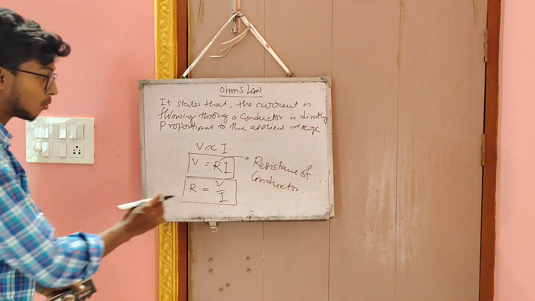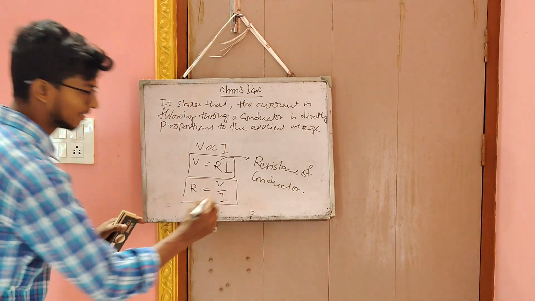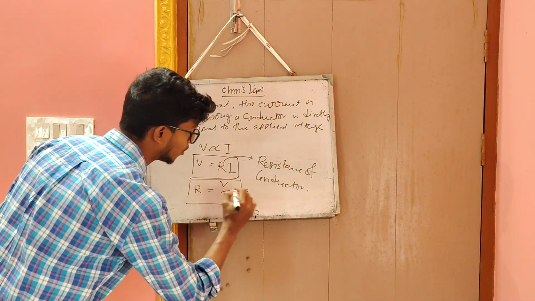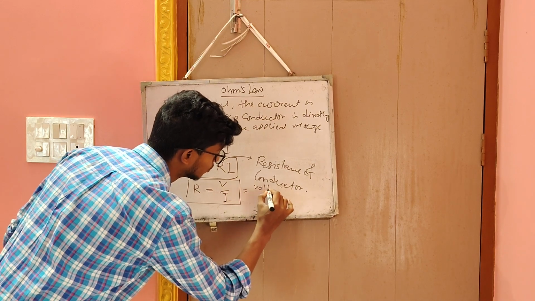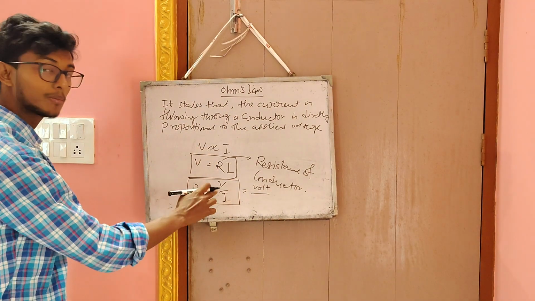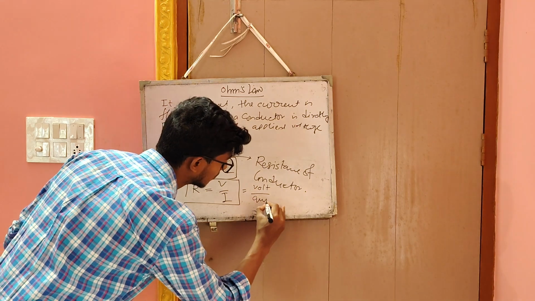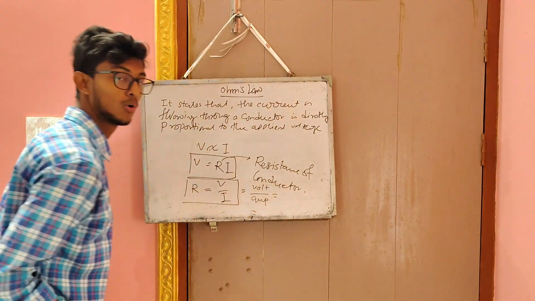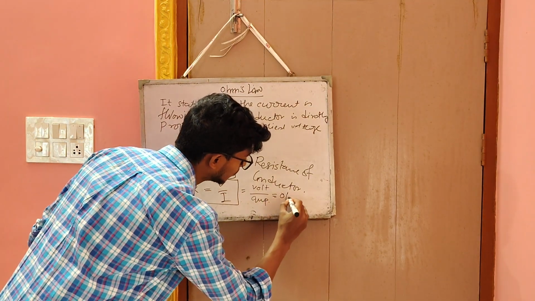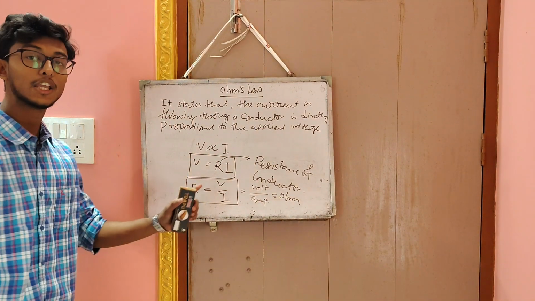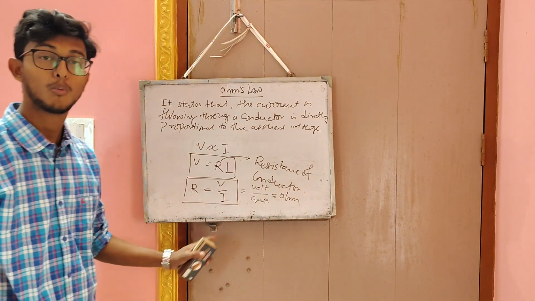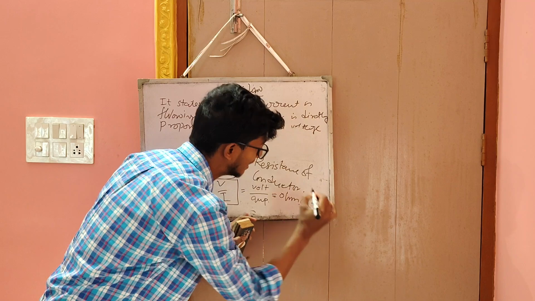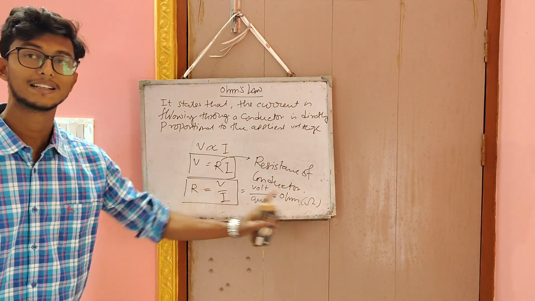Okay. Now what is the unit of resistance? So what is the unit of voltage? At first we say the unit of voltage is volt. And what is the unit of current? That is called ampere. Okay, so volt by ampere is called ohm. So the unit of resistance is called ohm. What is the symbol of resistance? Ohm. This is the symbol of resistance.